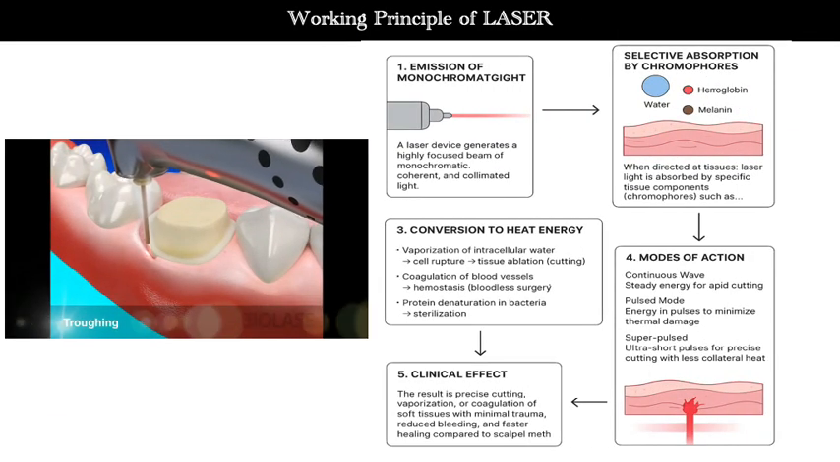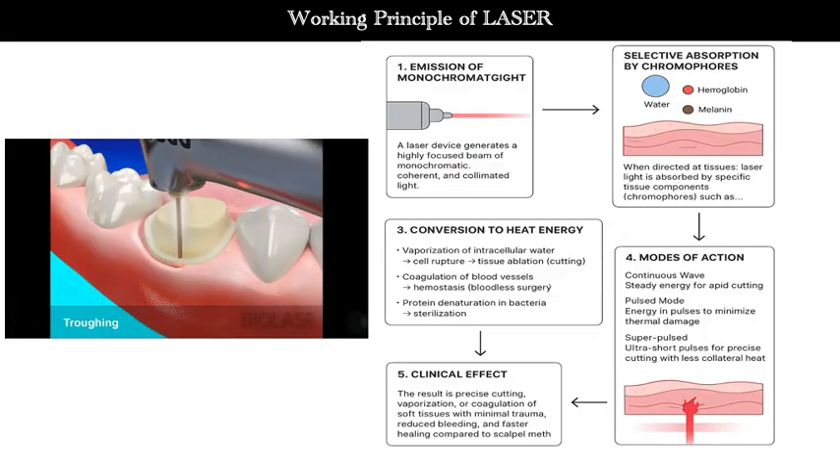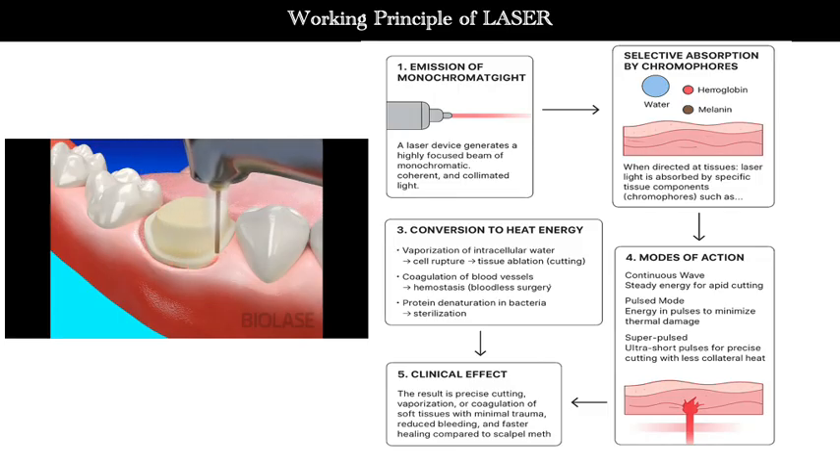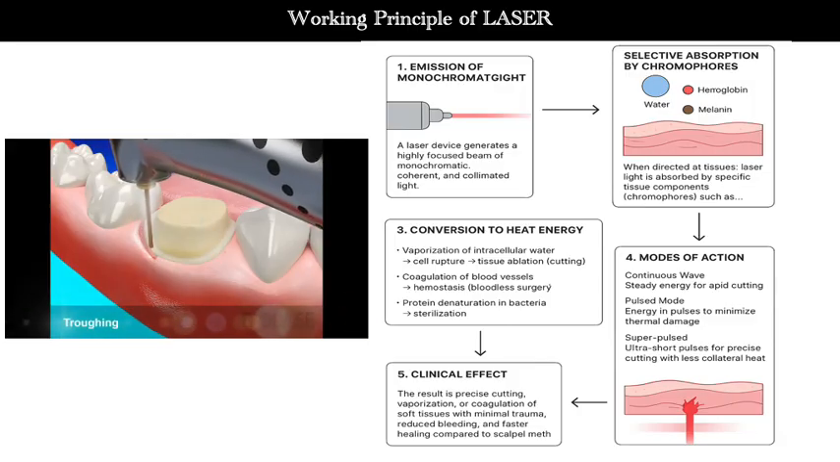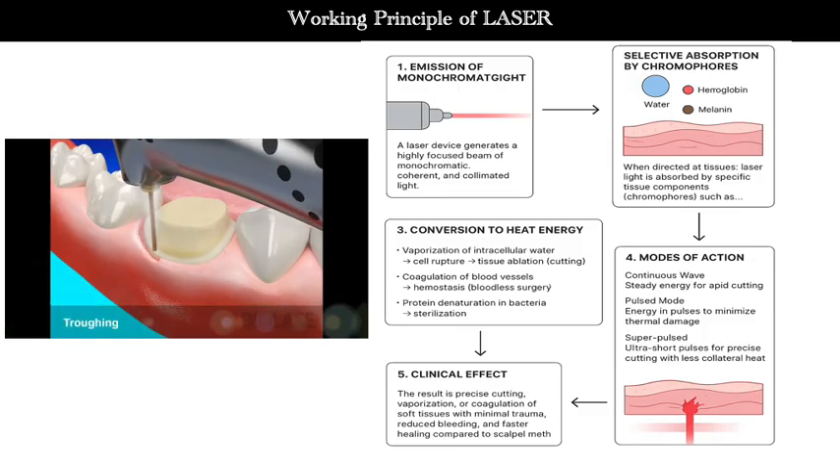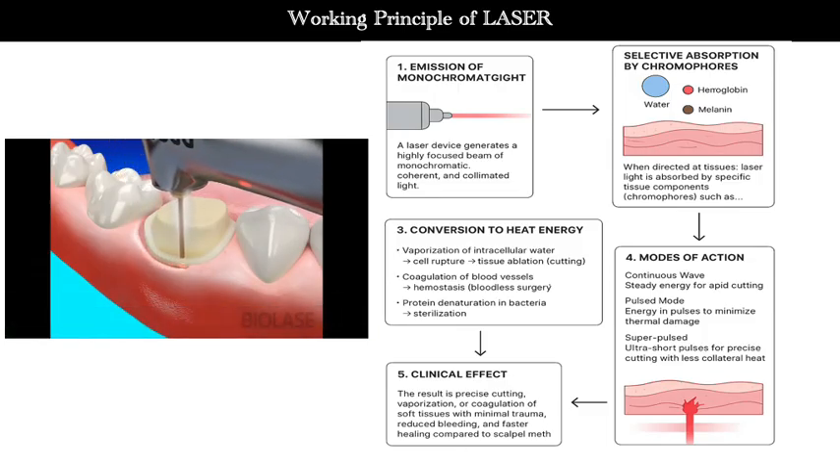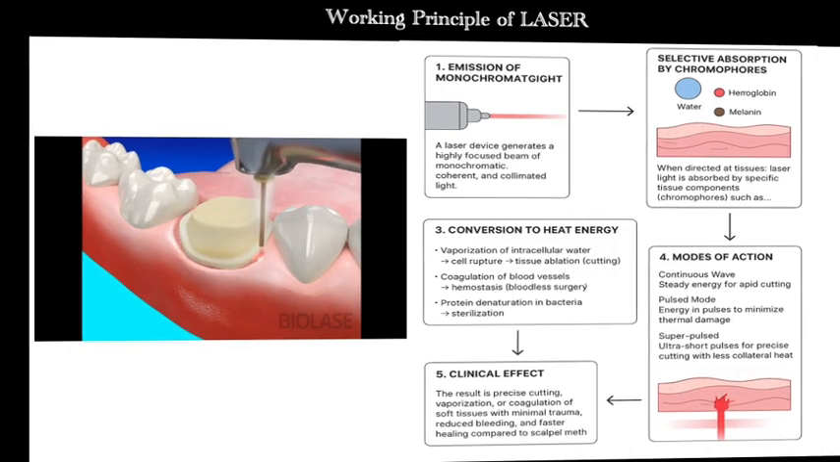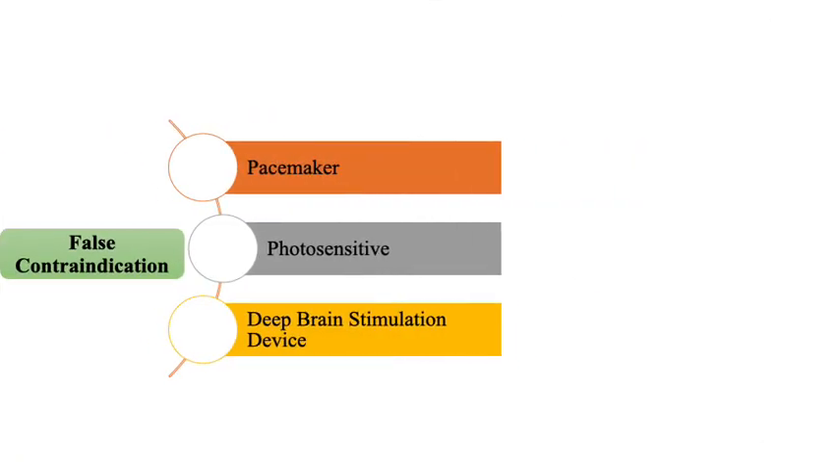Next is the working principle of lasers. Especially for gingival displacement, we do a procedure called laser troughing. Again, we need to know the working principle of laser. It could be asked as a short note, the laser gingival displacement. In that case, you need to start with the working principle of laser, the mechanism of laser, and then go ahead with the other aspects of it.